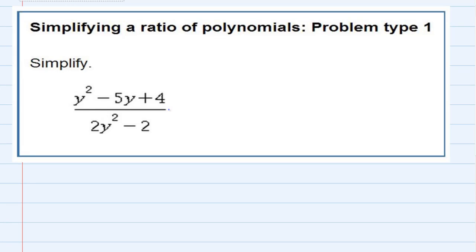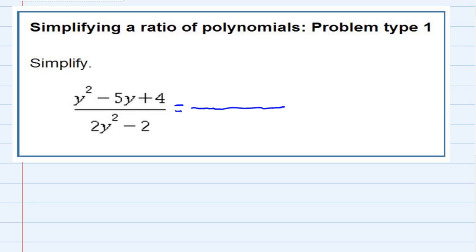Simplifying a ratio of polynomials. Problem type 1. We're asked to simplify this fraction, and we would like to cancel some terms in the top with some terms in the bottom. But before we can do that, we have to write it as multiplication before we can cancel terms. So that means that we need to factor both the top and the bottom.